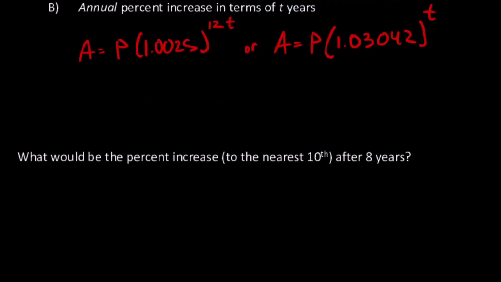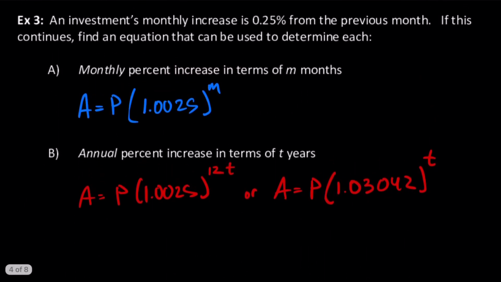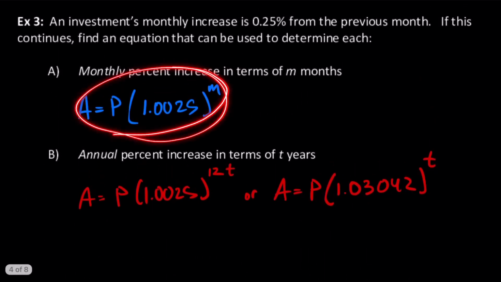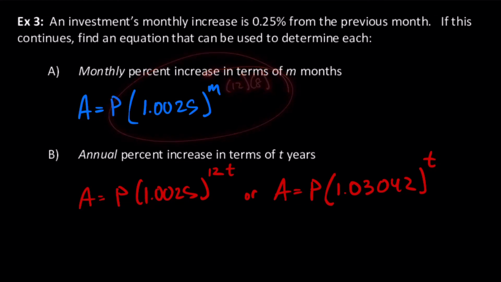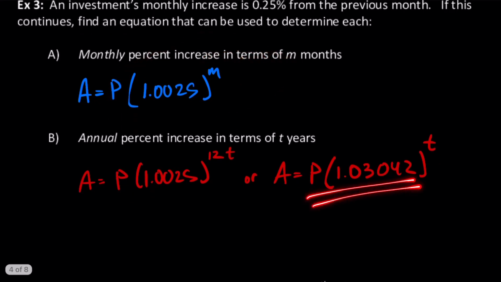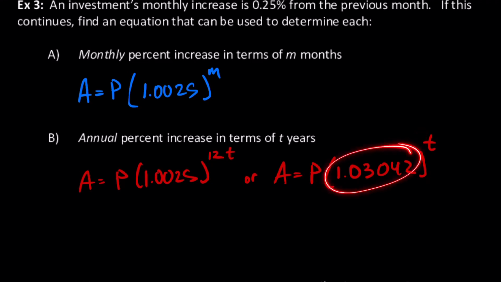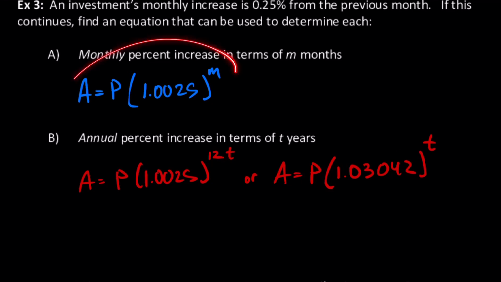The last part of this example: what would be the percent increase to the nearest tenth after 8 years? Well, you have two approaches. One of them is you could take this monthly increase, multiply it by 12 to get to years, then multiply that by 8. This is the method I'm going to use. Or since you've established what it is per year, you could take this one here and multiply that by 8, which just brings that inside. I'm going to avoid that one just because I had to round to get this, so I'll just take this one up here.